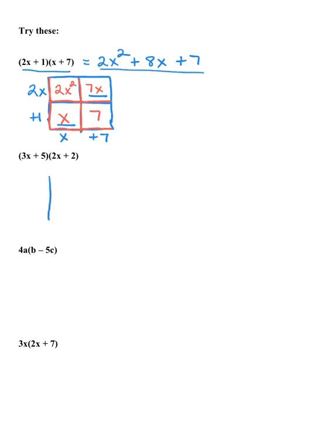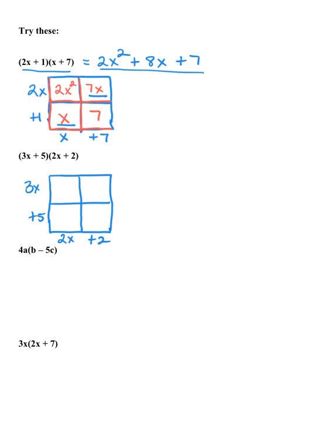In the next one, again, I'm going to set this up as a 2 by 2 rectangle, okay, meaning each dimension is split into 2 parts. I've got 3x plus 5 on one dimension and 2x plus 2 on the other dimension.